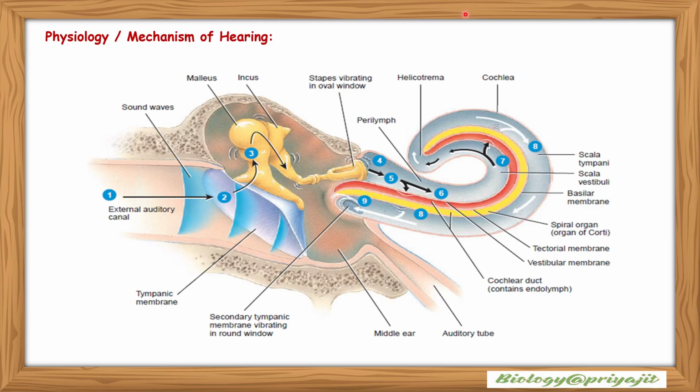This diagram explains how sound waves travel. The outer ear collects sound, the middle ear amplifies vibration, and the inner ear cochlea changes vibrations into nerve signals. They transmit it to the brain for proper hearing.